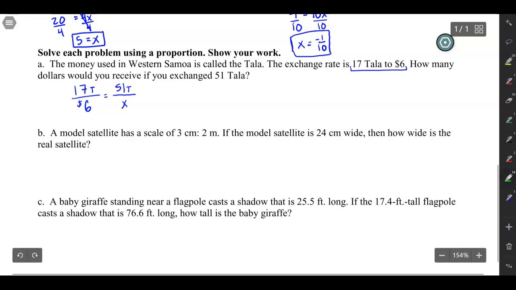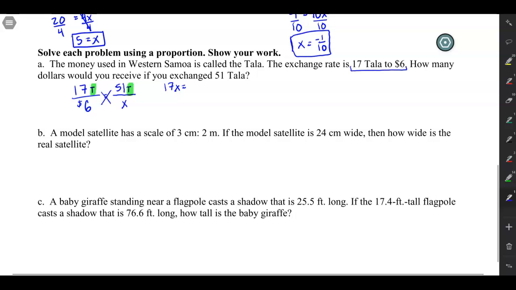An important part of my setup is that these t's both need to be on the top. Okay, like your talas need to be on the top and the dollars need to be on the bottom. Or you could have the dollars on the top and the talas on the bottom. But you just need to be consistent. Once you have this set up, we're just going to cross multiply. So I get 17x equals 6 times 51.